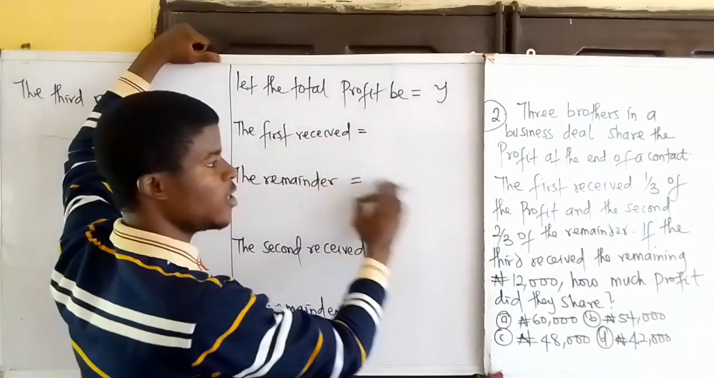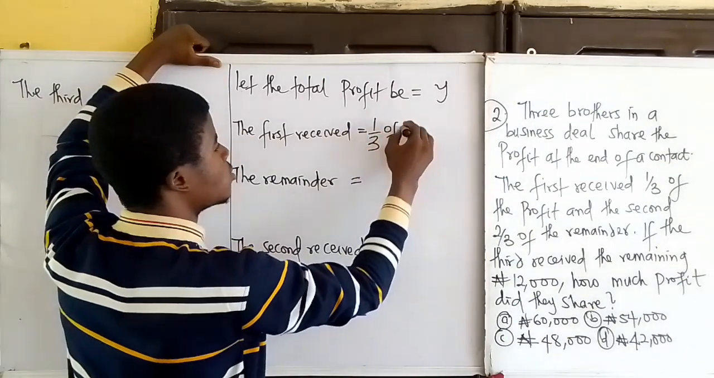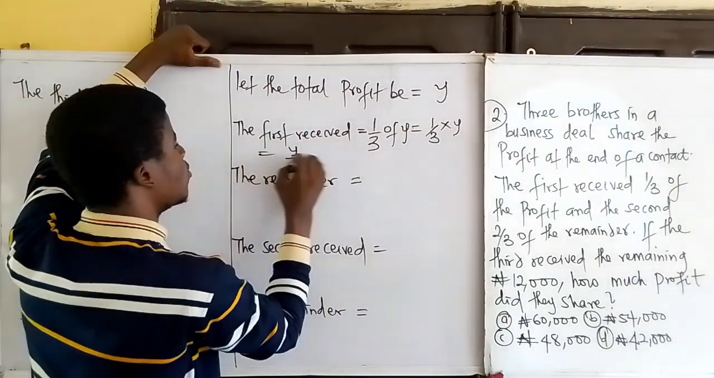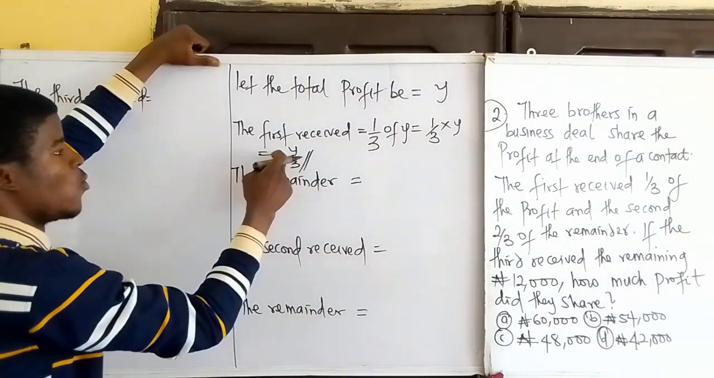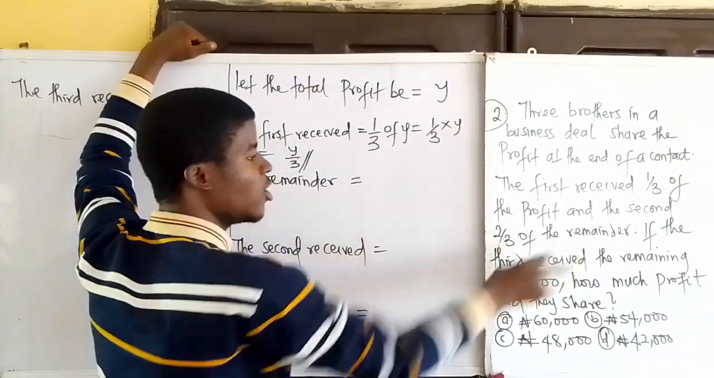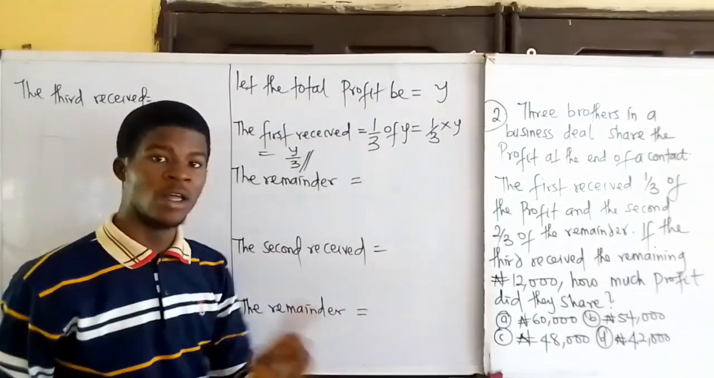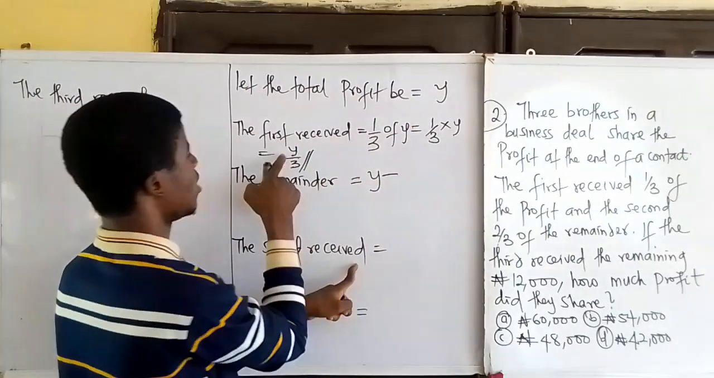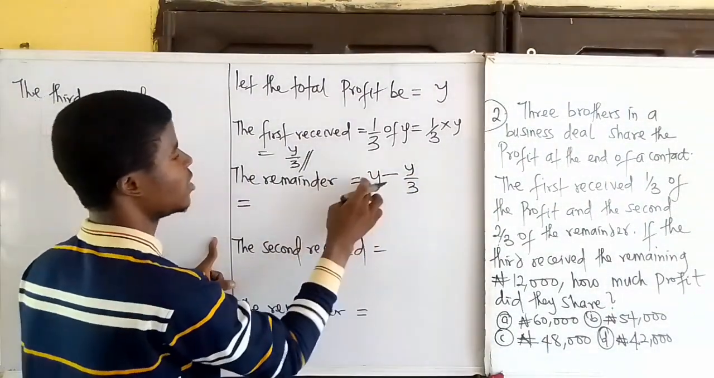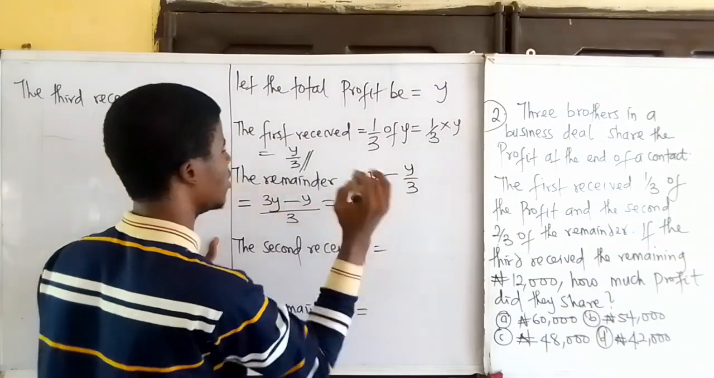Now, the first received 1/3 of the profit. So the first person will receive 1/3 of Y. This is simply 1/3 times Y, and that is Y over 3. So the first person received Y over 3 naira. Now, the second person received 2/3 of the remainder. So before we get the amount received by the second person, we need to get the remainder first. Y minus the amount received by the first person, Y over 3. So going by fractions, we have 3 times Y is 3Y minus Y over 3. This is 2Y over 3. So this is the remainder.